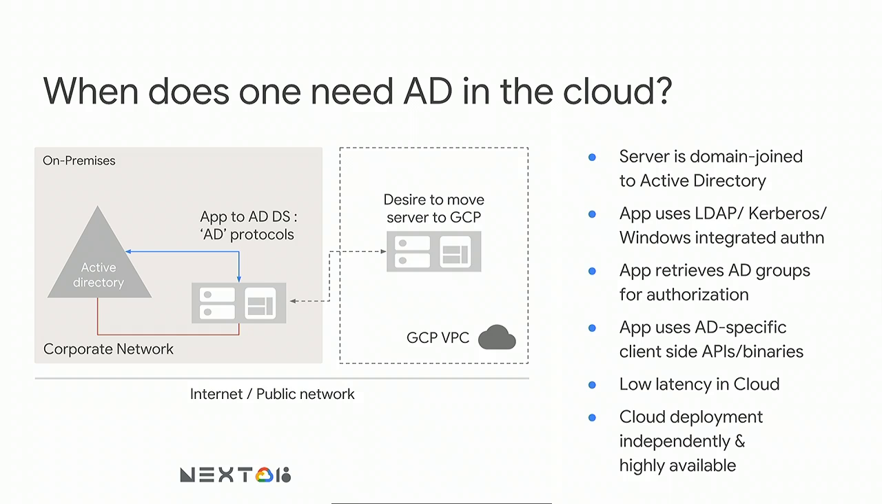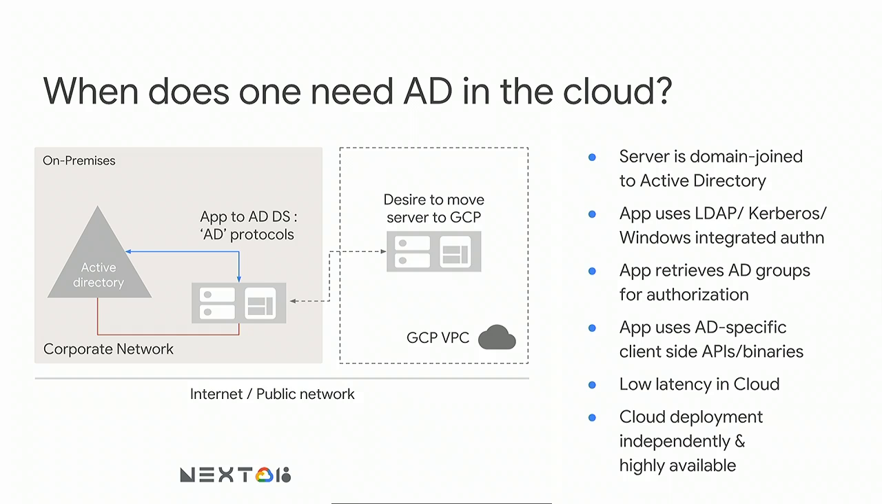So what you're seeing is you have an application that's talking to your on-premises Active Directory over a set of Active Directory protocols. Now, what are the cases when you may need Active Directory as you think of moving this app or the server onto GCP? So one very common use case is if you've gone ahead and domain joined these applications onto Active Directory, and you want to run them on Google Cloud Platform. So in that case, you're looking for AD.